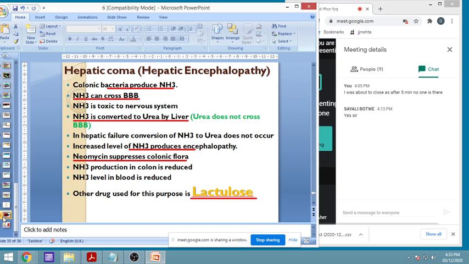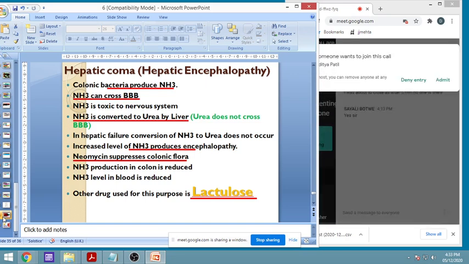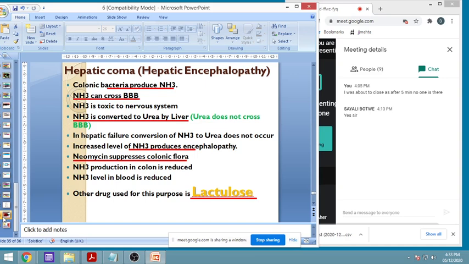Because of that, the ammonia level in the blood is reduced. The other drug used for this purpose is lactulose, which is quite safer. Lactulose is an osmotic purgative agent, and it takes the ammonia and improves its excretion. So this is how lactulose is used, and lactulose is the most prominent in that.